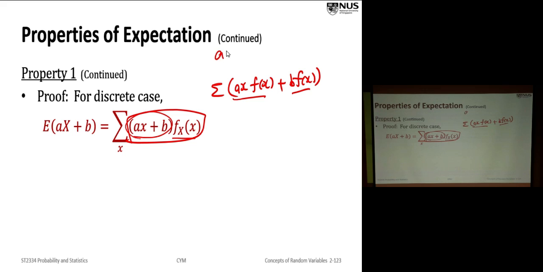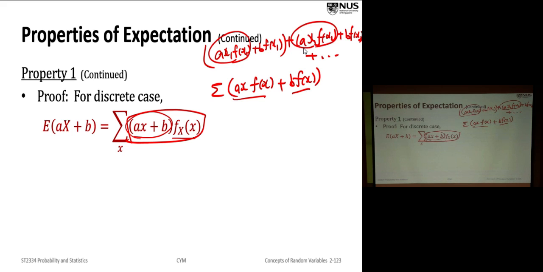All right, so you can think of it like this: ax1 times f of x1 plus b f of x1. This is when x equals x1. Then plus ax2 f of x2 plus b times f of x2, and so on. All right. So what I'm going to do is to group this together. It's just like I take all the ax f of x and then take all the b f of x, sum over different x.